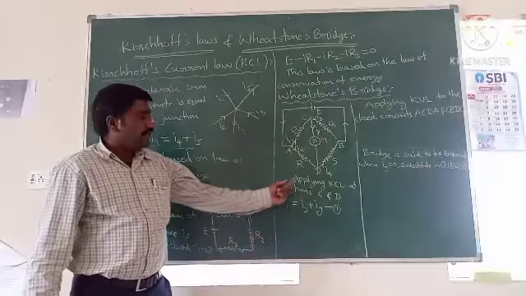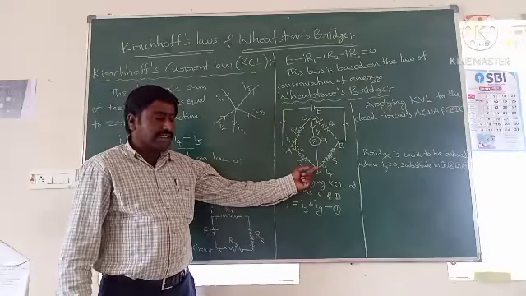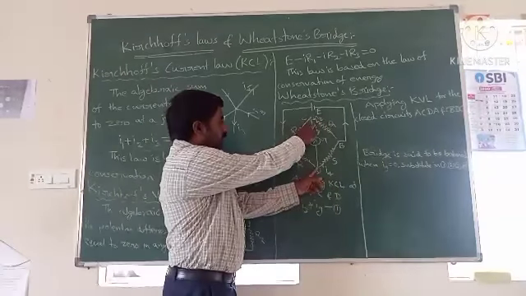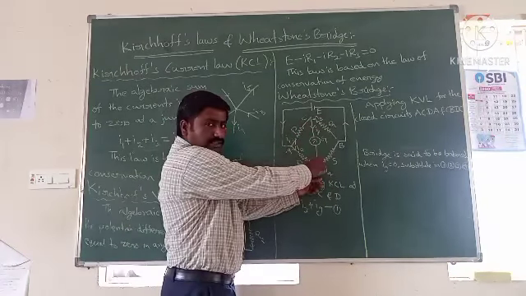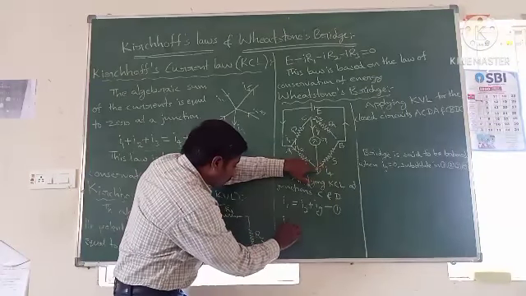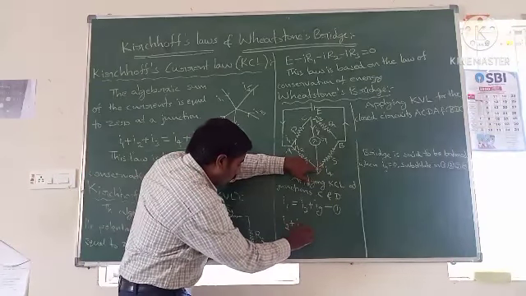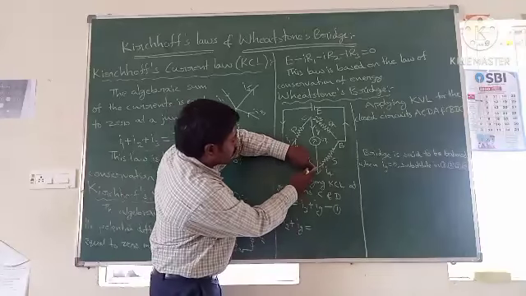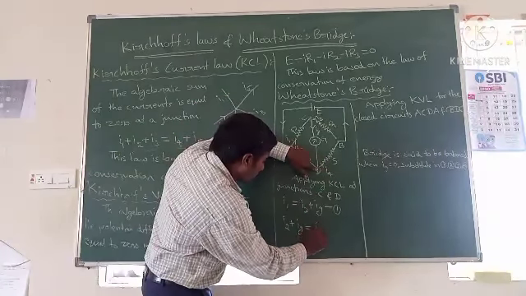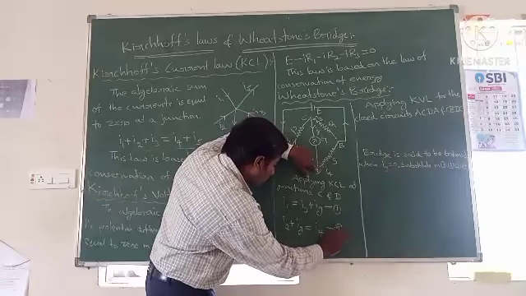And similarly, when you apply KCL at junction D, at the junction D, I2 and Ig, these two currents are entering the junction. So the sum of the currents entering the junction, I2 plus Ig, equals the sum of the currents leaving the junction. Only the I4 current is leaving junction D. So I4. So this is equation number 2.